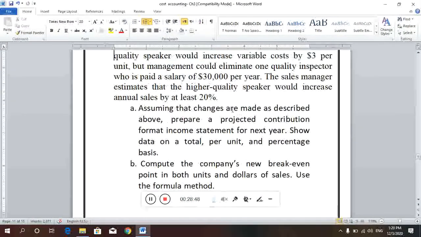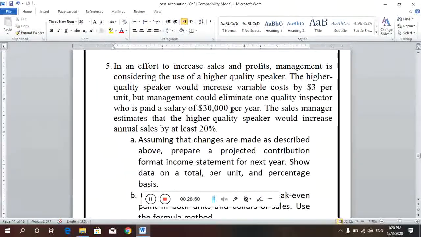Number 5. To increase sales and profits, management is considering using a higher quality speaker. The higher quality speaker would increase variable costs by $3.